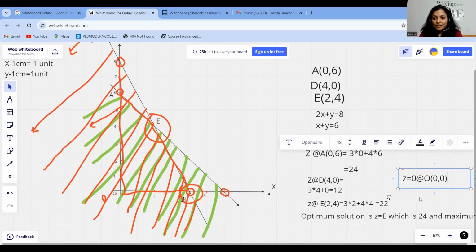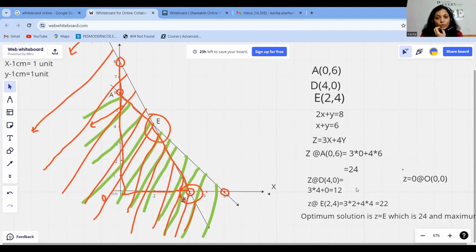Now the optimum solution is nothing but where we achieve our objective function, and here our objective function is the maximum value of z. From all these points of intersection A, D, E and O, the maximum value we get is z equal to 24. So the maximum value of z is 24, and this value is at point A, that is (0, 6). It means the objective function z is maximum when x is 0 and y is 6. And both the constraints will also follow.